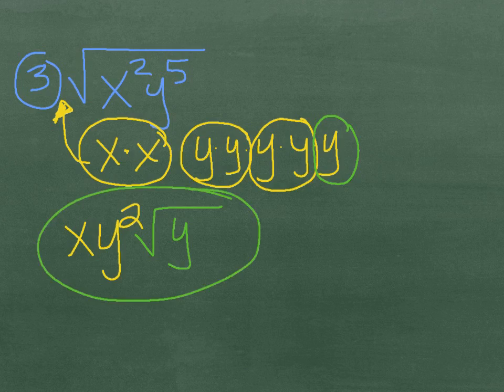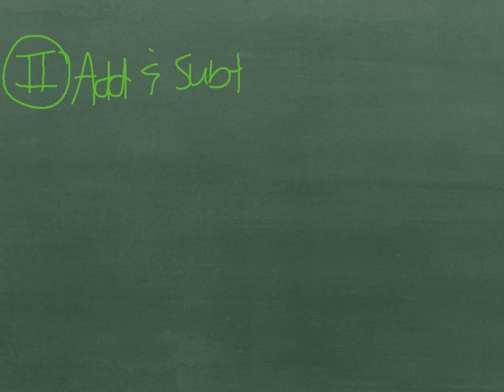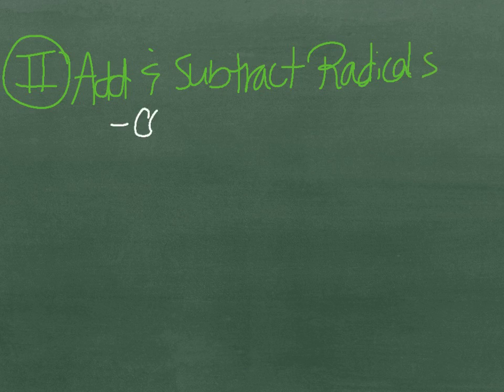Now let's look real quick at adding and subtracting, and then we will pause and take a break. So the second concept will be adding and subtracting radicals. When you add and subtract radicals, there's 3 things to remember. Number 1 is that you can only add and subtract if the radical is the same.